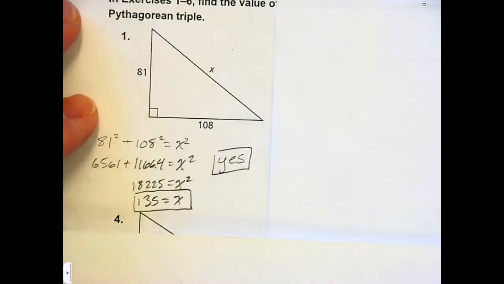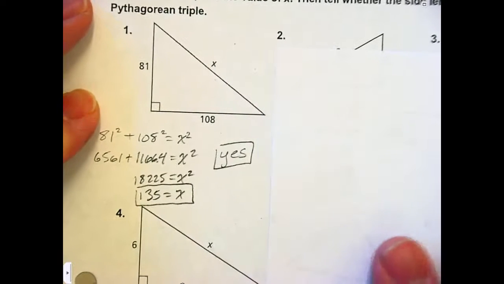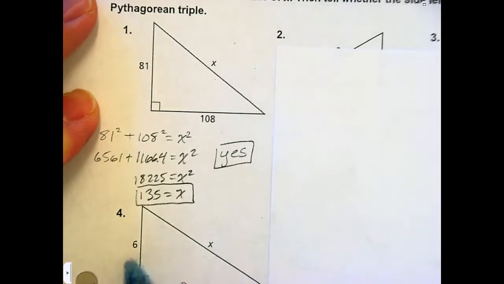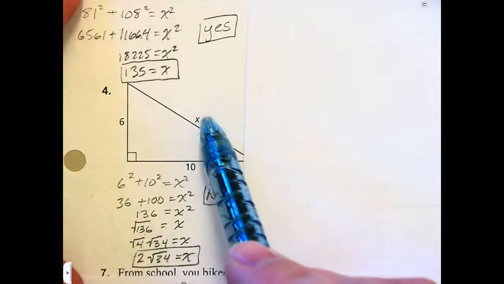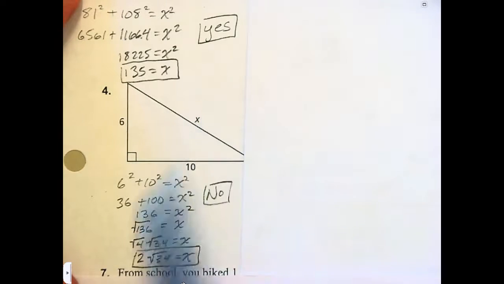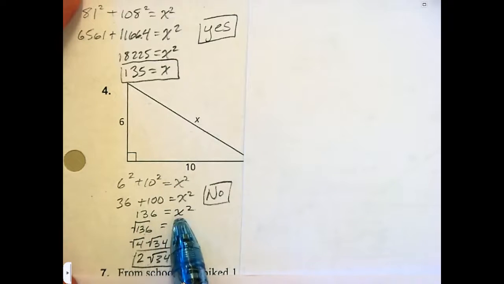Number 4, it's not a Pythagorean triple. Please note that when you have 6 and 10, it's really easy to start thinking it might be 3, 4, 5 on this one, except the 10 would have to be here. So we get 6 squared plus 10 squared is x squared. That's 136 is equal to x squared.